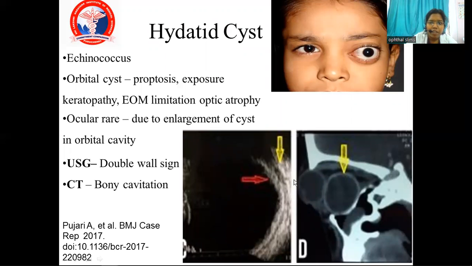Hydatid cyst. It is caused by Echinococcus. The orbital cyst. The patient can present to us with proptosis and exposure keratopathy. There can be limitation of extraocular movements and optic atrophy. The ocular symptoms are rare due to enlargement of the cystic orbital cavity. The ultrasound will show a double wall sign and volume cavitation.